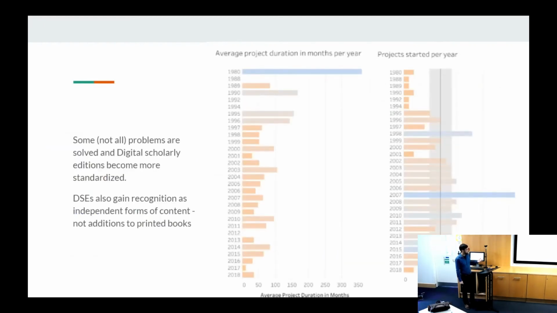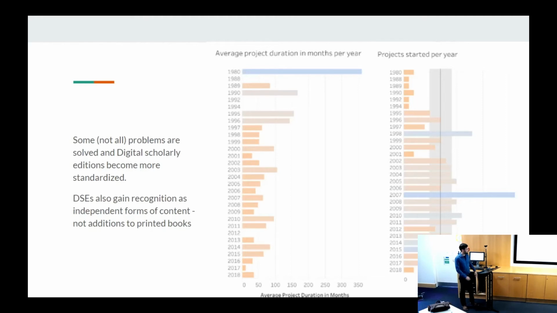So what happens then, the numbers start to grow. Here's some more data which you see from the 80s on, you have projects starting every year, kind of peaks in 2007, but stays on a high level, and the project duration goes down a little bit. So what happens at some point is that some, definitely not all, but some problems are solved, right? And digital scholarly editions become more standardized. They don't become uniform, but they become somewhat standardized. We're still on a time level, we're still maybe moving up to the early 2000s.